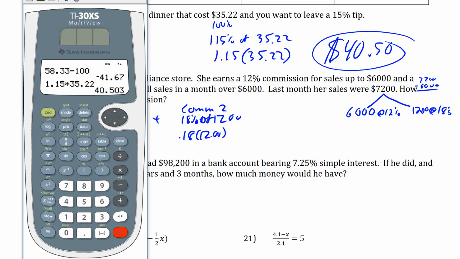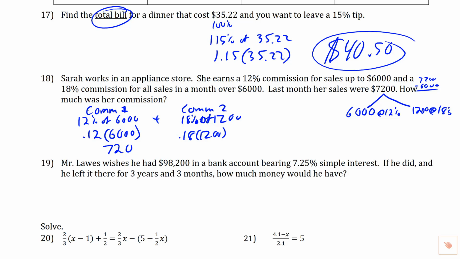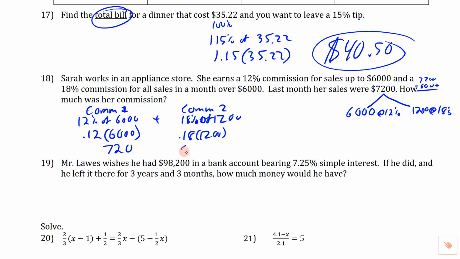If we throw these in the calculator, let's see what we end up with. 0.12 times 6,000. Hit enter, 720, so she gets $720 from that. And the other one would be 18% of, so times 1,200. Hit enter, $216. Then we're going to add those together, and it's $936 even. So we're going to go ahead and circle that. $936 is her commission on that.